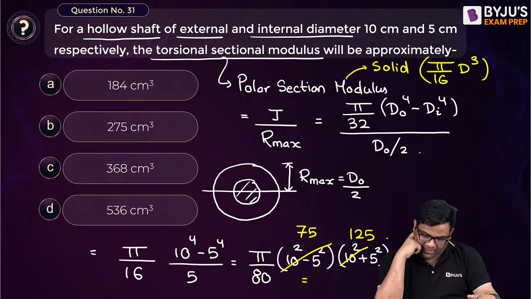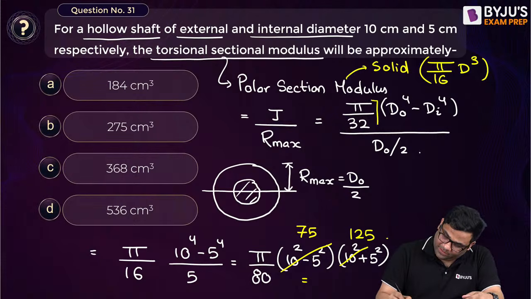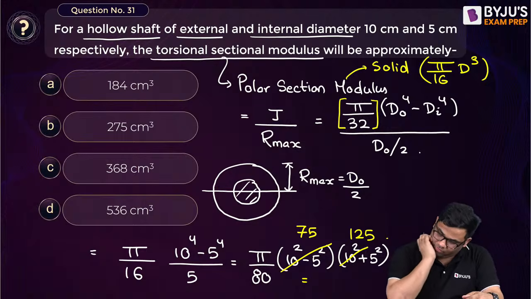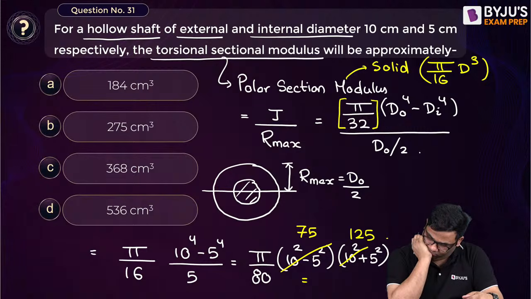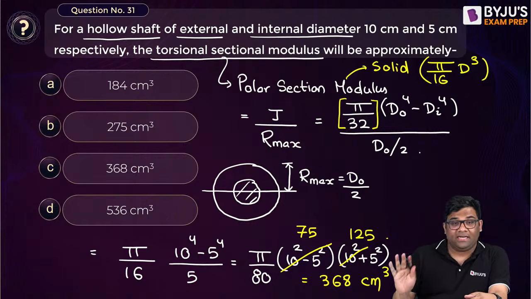Everyone is getting C only? J is pi by 32, right? Yes, J is pi by 32 only. We are getting 368 centimeter cube, because everything I have expected is in centimeters.